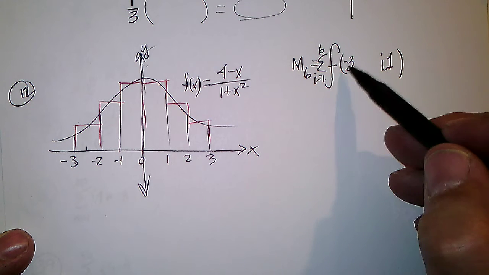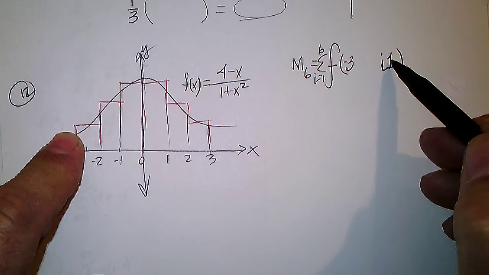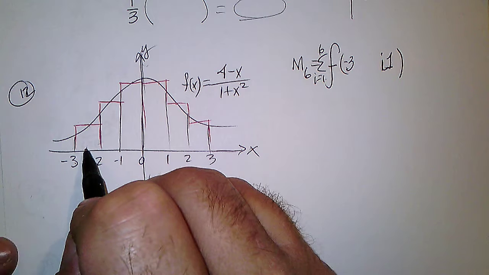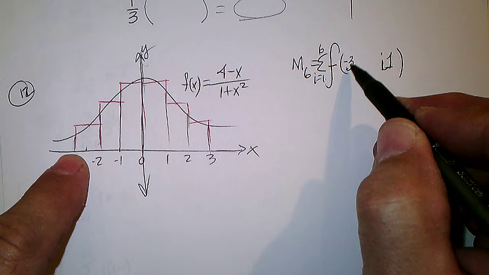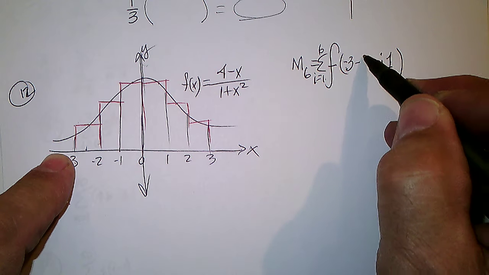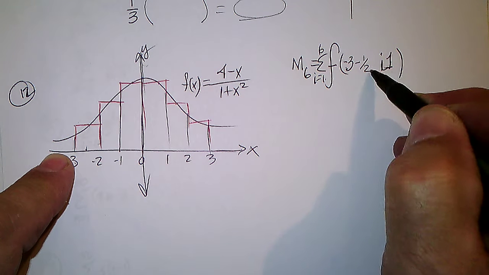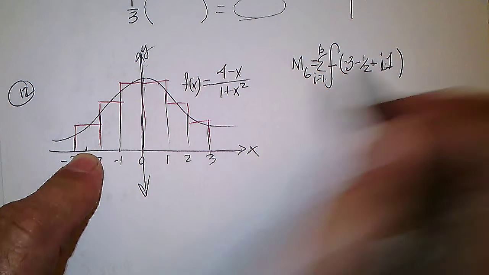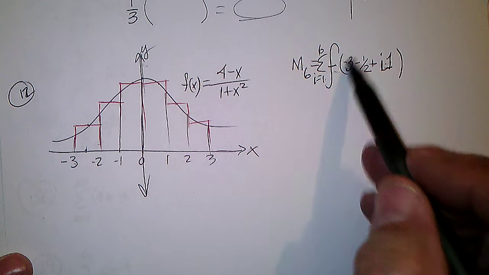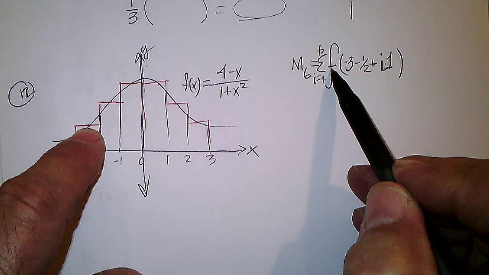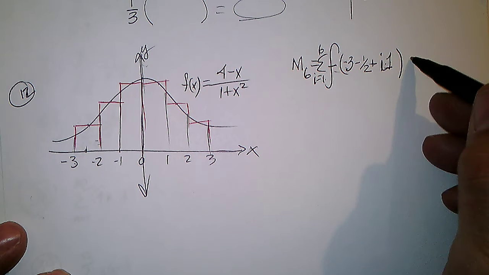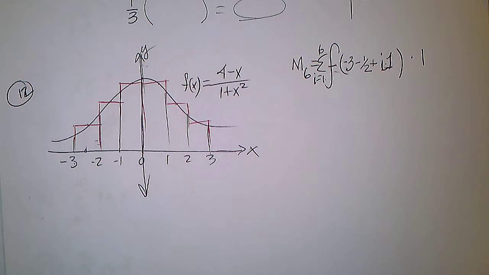So I'm going to start at -3. If I add 1 to that, I'd be at -2. I only want to be at -2.5. So what I do is I say I'm at -3, go back a half, and then jump 1, and I'll be at the midpoint. And then I plug all of that into f to get the height, and then take it times the width, which is the change in x, which is 1.